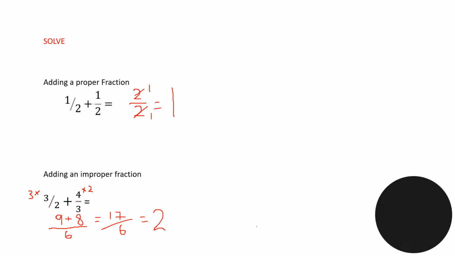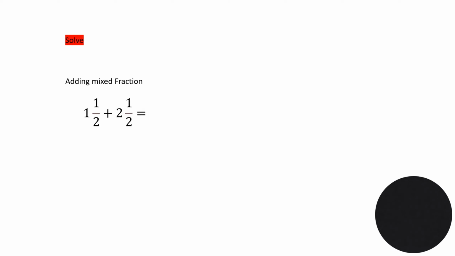And how much remainder is going to be left? 2 times 6 is 12. 12 from 17 leaves 5, right? So 5 would be the remainder. Going to write the 5 as the numerator here and write back the 6 here. So the answer is 2 and 5 over 6. So here you get the answer for the improper fraction.